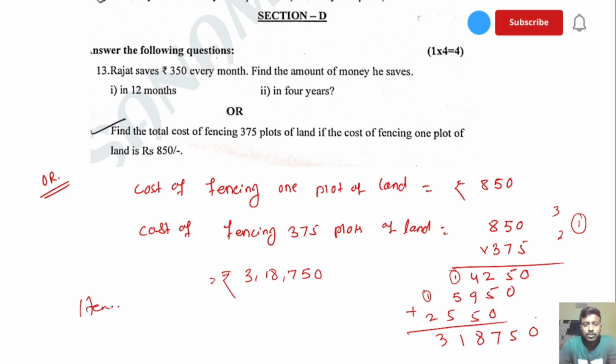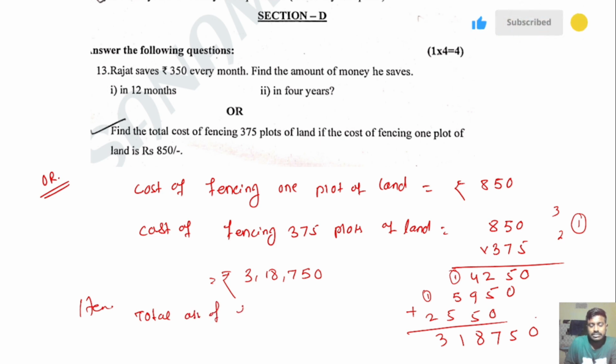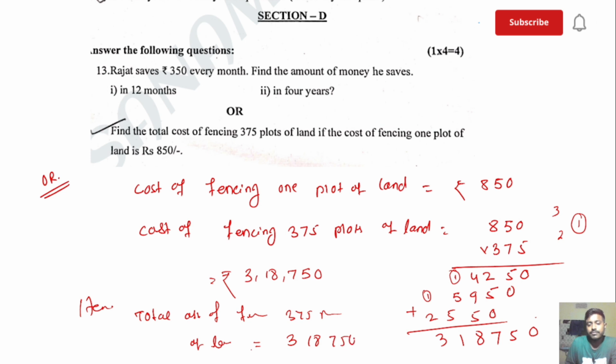Okay, so write down hence, total cost of fencing 375 plots of land equal to 3,18,750.